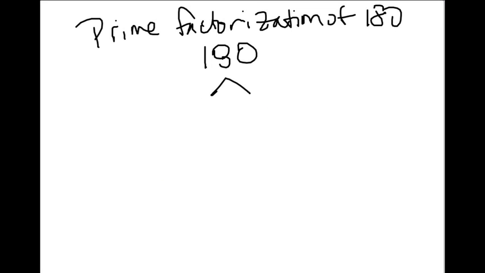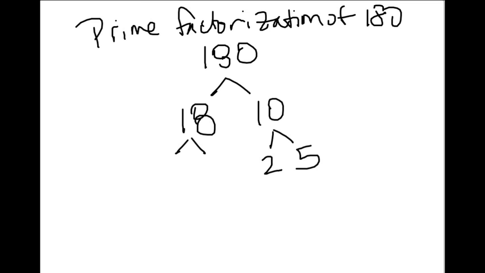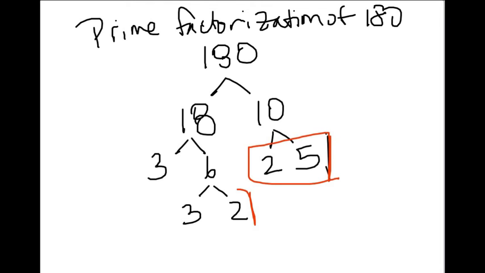Well, what if I want the prime factorization of 180? So 180, again I can do this a couple ways. I can start however I want. I'm going to do 18 times 10 because I know 18 times 10 is 180, and that's pretty easy for me to do. 10 is not prime, but it is 2 times 5, and both of those are prime, so I'm going to stop that side of my tree. 18 is 3 times 6. 3 is prime, so I can stop there. 6, on the other hand, I have to break down, which is 3 times 2.